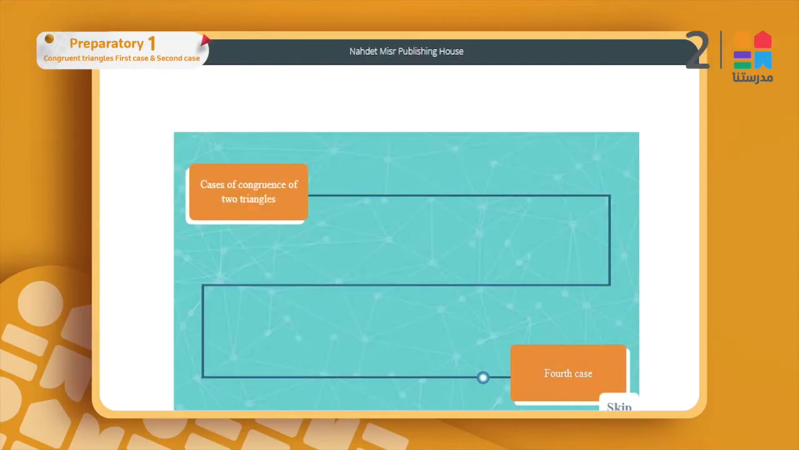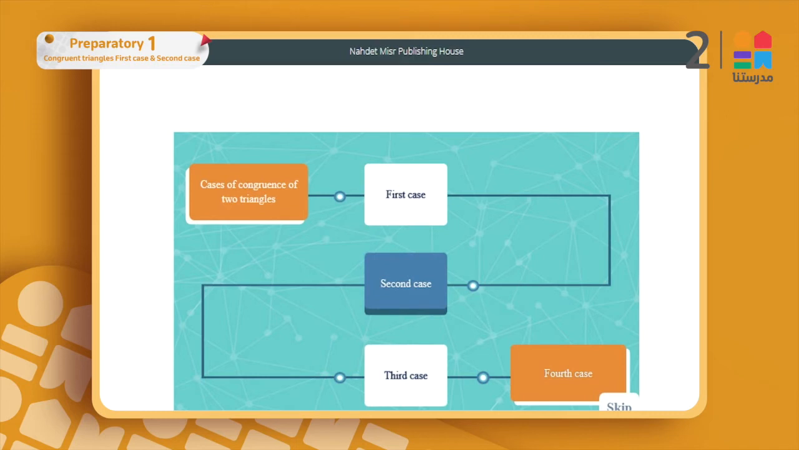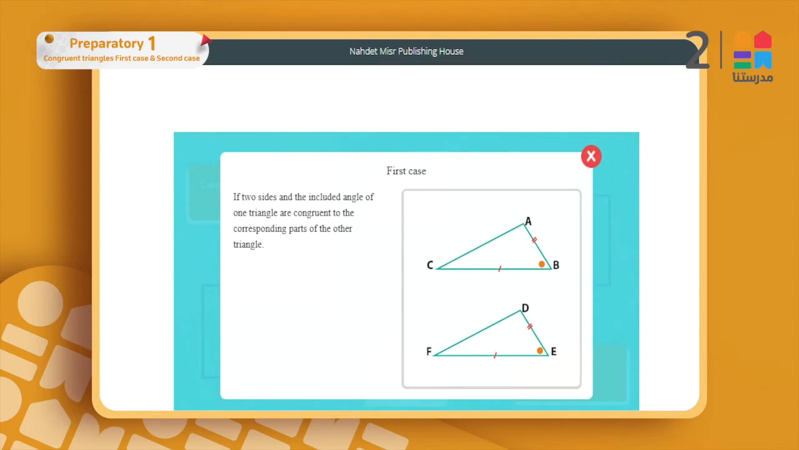Let's watch this video. Or that any triangle has 6 elements, 3 sides and 3 angles. If 2 triangles are said to be congruent, then there should be correspondence between their vertices, such that each element in the first triangle is congruent to its corresponding element in the second triangle. There are 4 cases to say that these 2 triangles are congruent. Please click on each case to learn more about it.